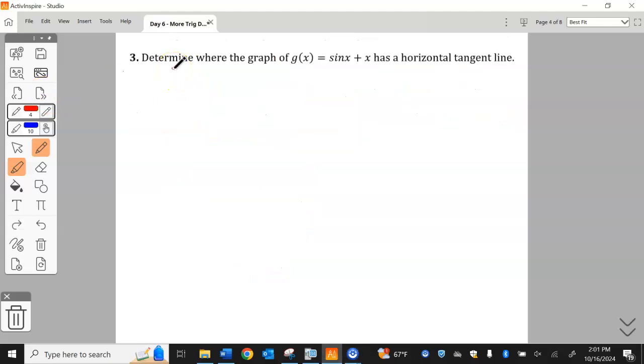So on this next one, determine where the graph of g of x has a horizontal tangent line. Okay, so now they're not saying find the equation of the tangent line or find the slope. They're asking us, where do we have a horizontal tangent line? Well, I know when something is horizontal that the slope is 0. The slope is the derivative, so we're looking for where the derivative is equal to 0.